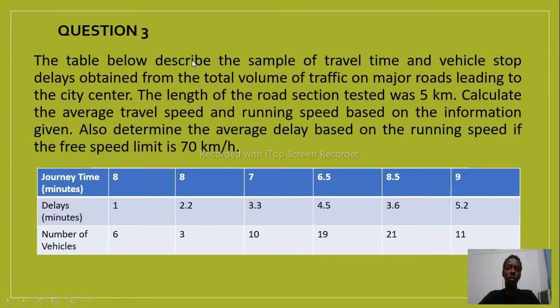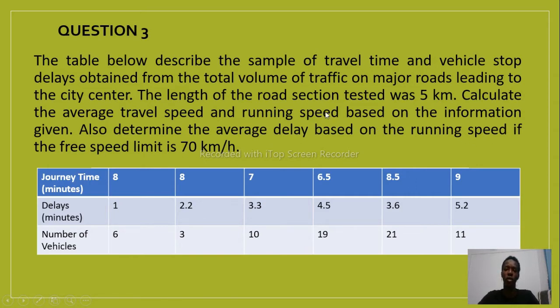I will be discussing question 3 for this video. The table below describes the sample of travel time and vehicle stop delays obtained from the total volume of traffic on major roads leading to the city center. The length of the road section tested was 5 kilometers. Calculate the average travel speed and running speed based on the information given. Also, determine the average delay based on the running speed if the free speed limit is 70 kilometers per hour.